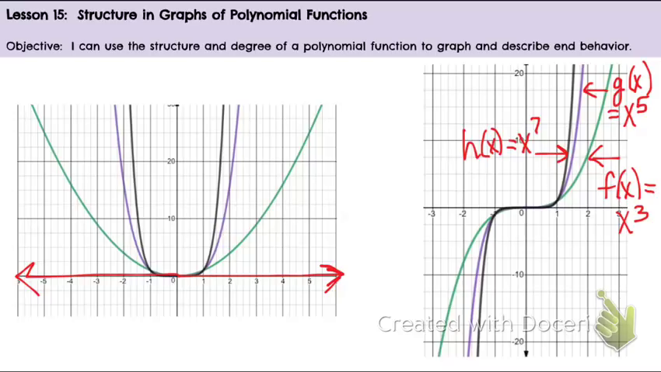And then on the right, I have my odd functions. Think about what the function is doing as x goes to infinity in the positive direction, and what is happening to these functions as x goes to infinity in a negative direction. Remember, these are even degrees, these ones are odds.